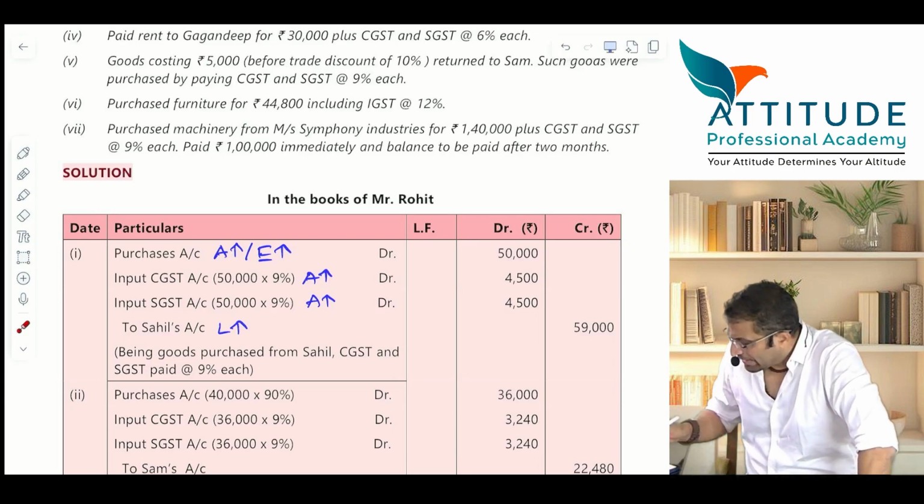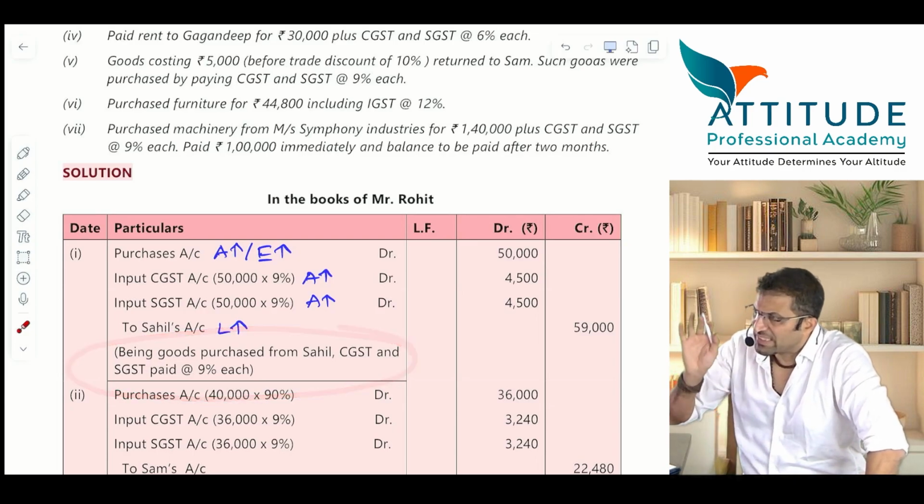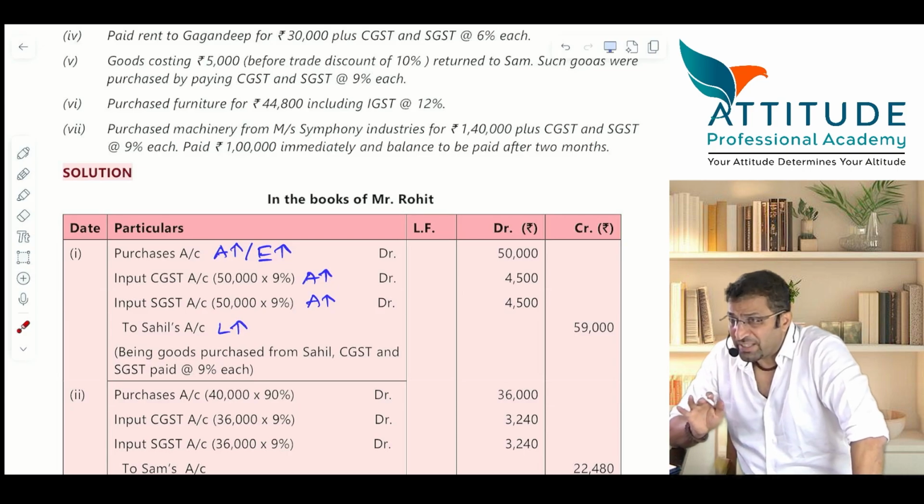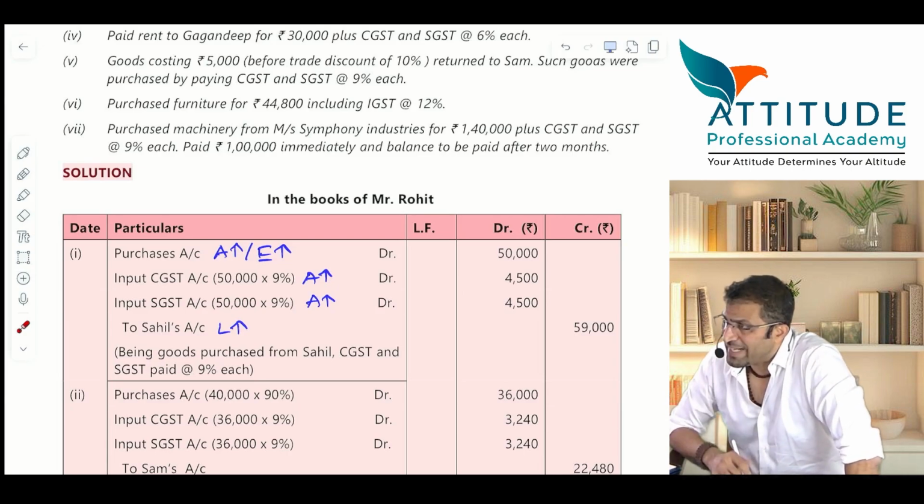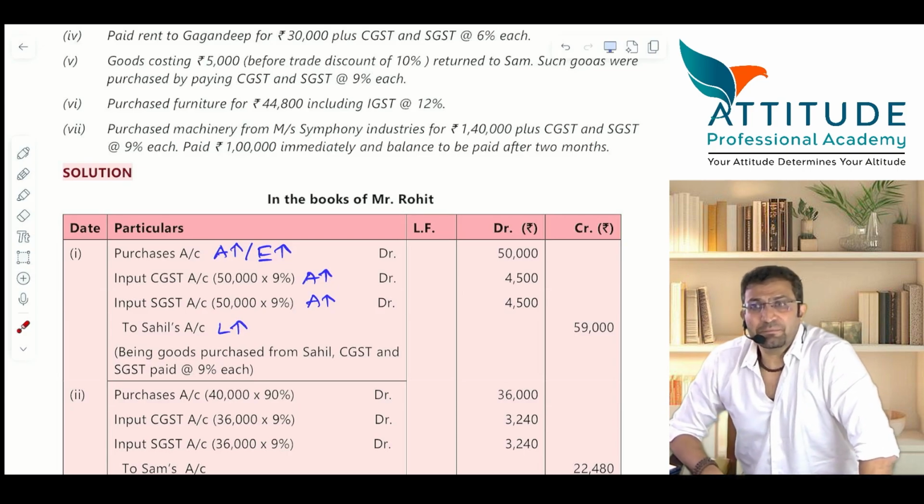That is narration. And with the narration only the journal entry is complete. That we'll see later on. But I want you all to first be very good at debit credit principles. Did you understand this? Any difficulty?